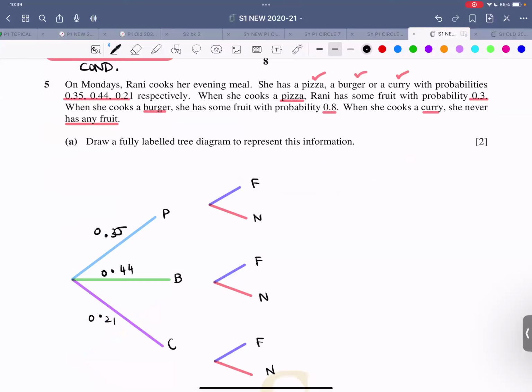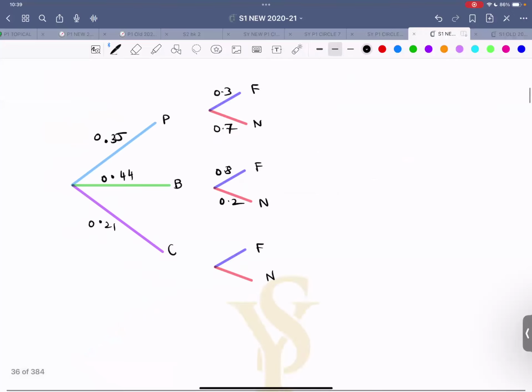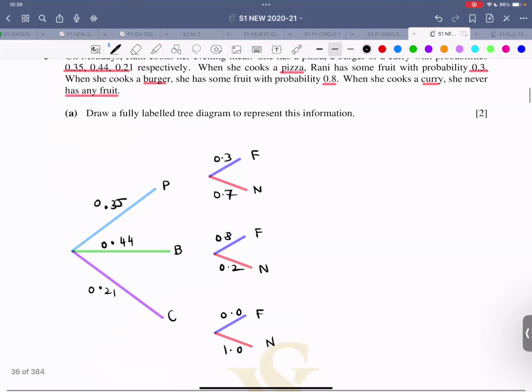And then we have with pizza, fruit, that's 0.3. Therefore, this is 0.7. And then this is 0.8 and 0.2. And she never has any fruit for some reason. This is 0.0. This is 1.0. So now this is the fully labeled tree diagram.